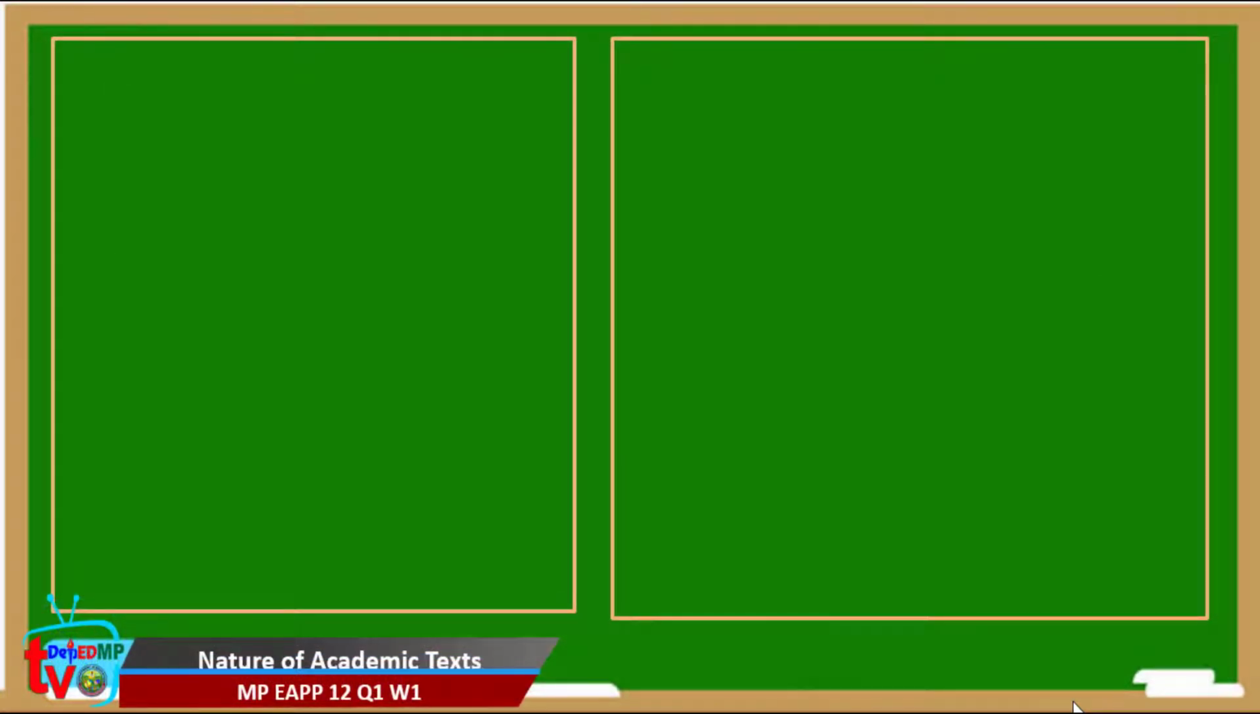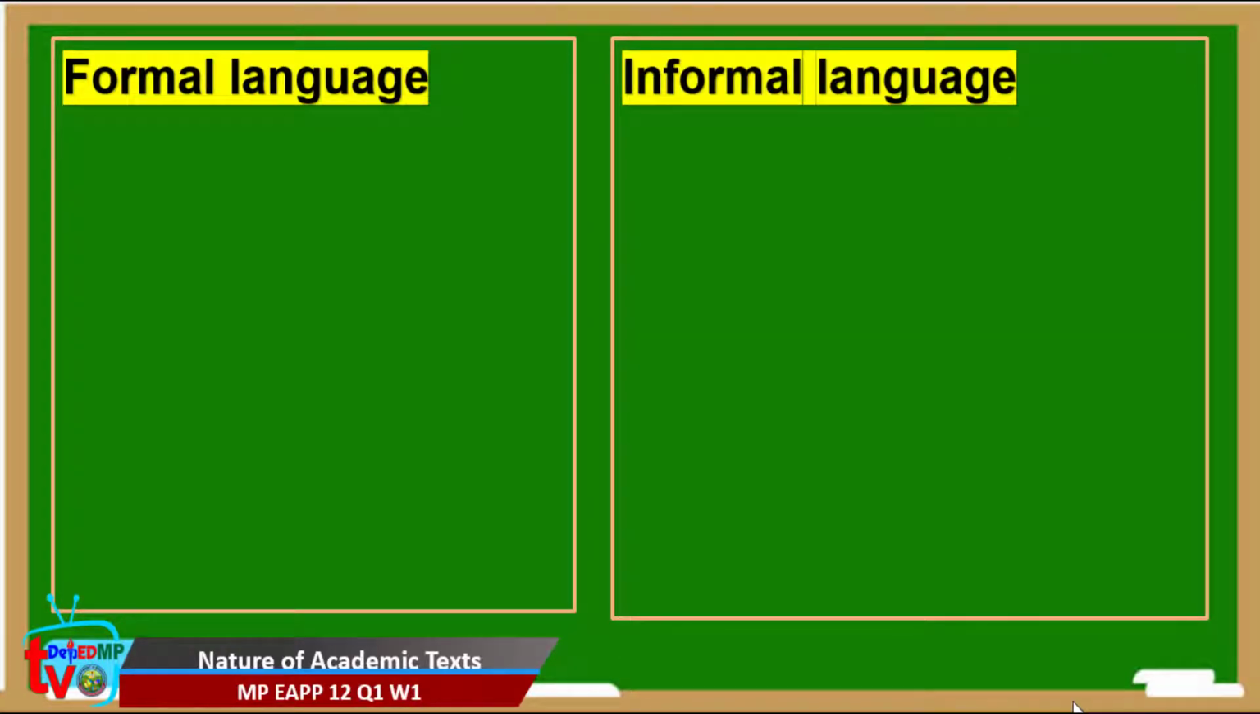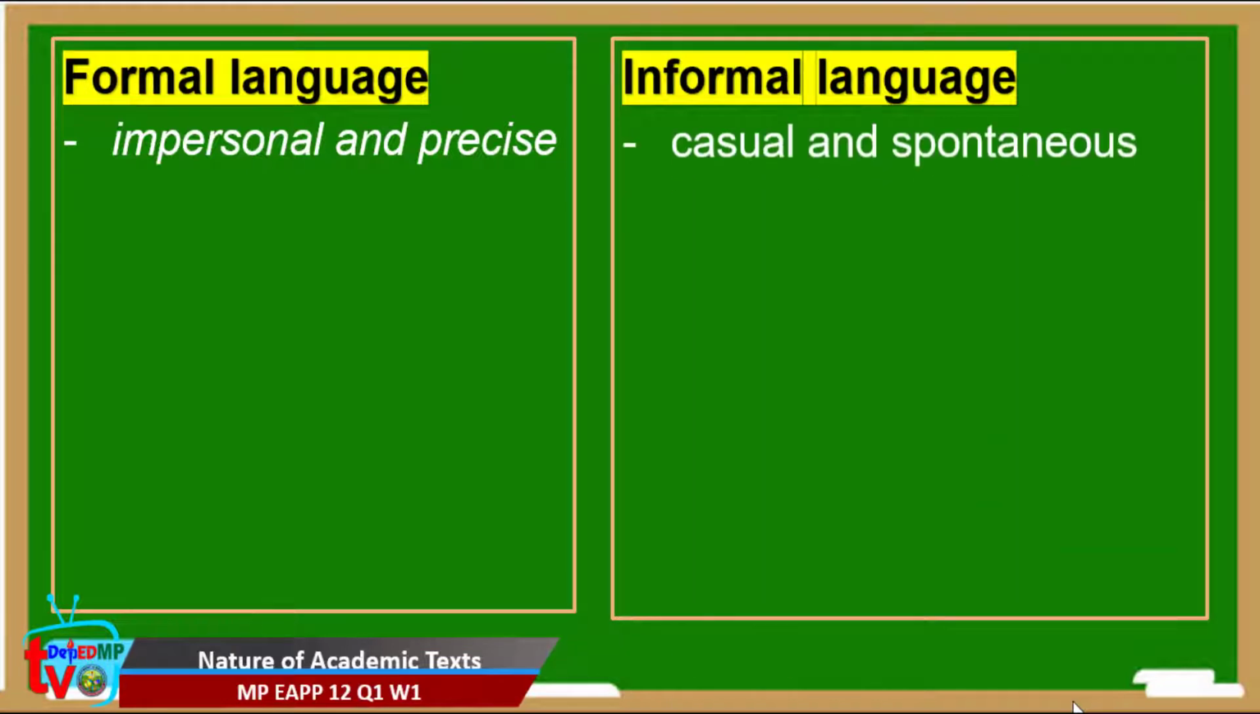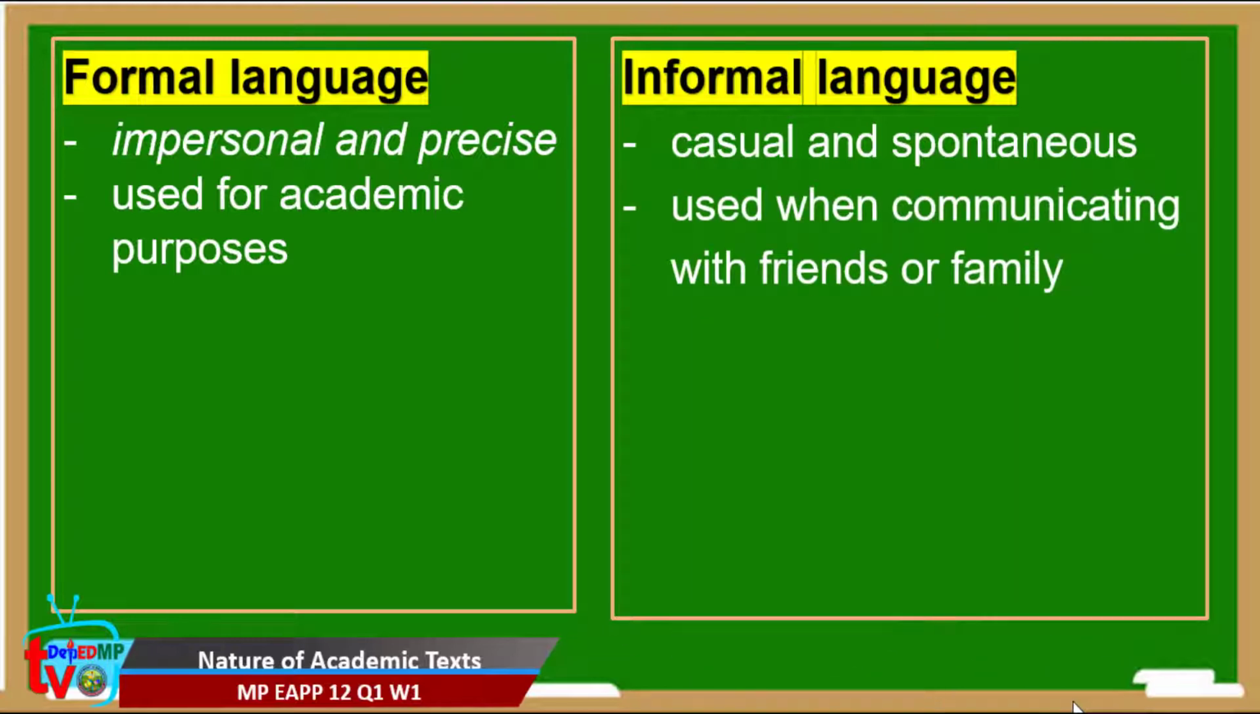You have heard the words formal and informal language how many times already? So now, let us differentiate formal language from informal language because we will be encountering these words as we go through our lesson. Formal language tends to be impersonal and precise. Informal language is more casual and spontaneous. Formal language is used when writing for professional or academic purposes, while informal language is used when communicating with friends or family, either in writing or in conversation.